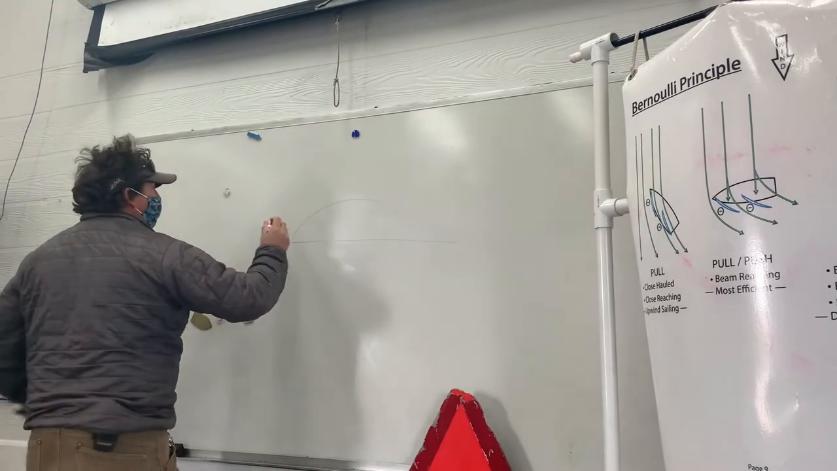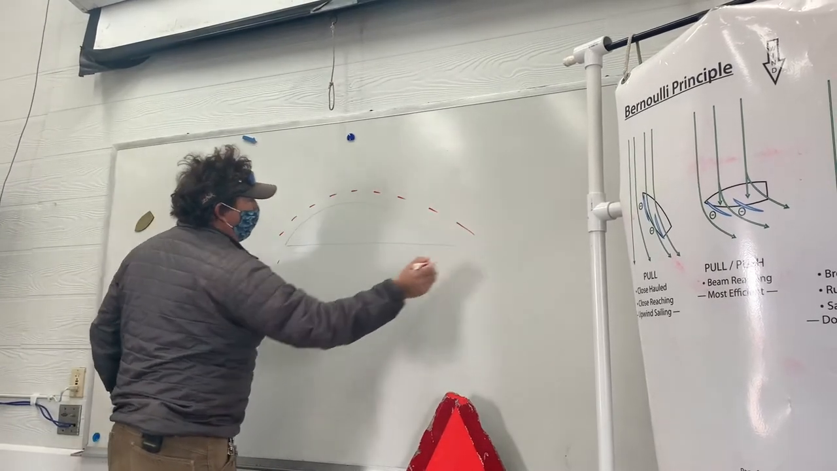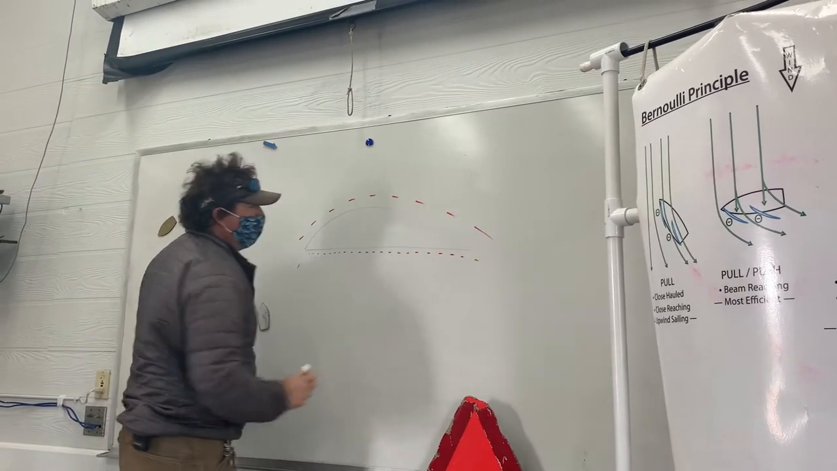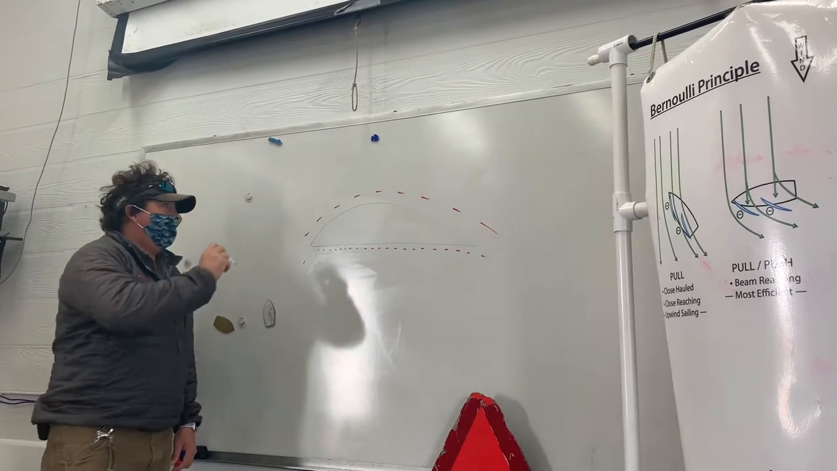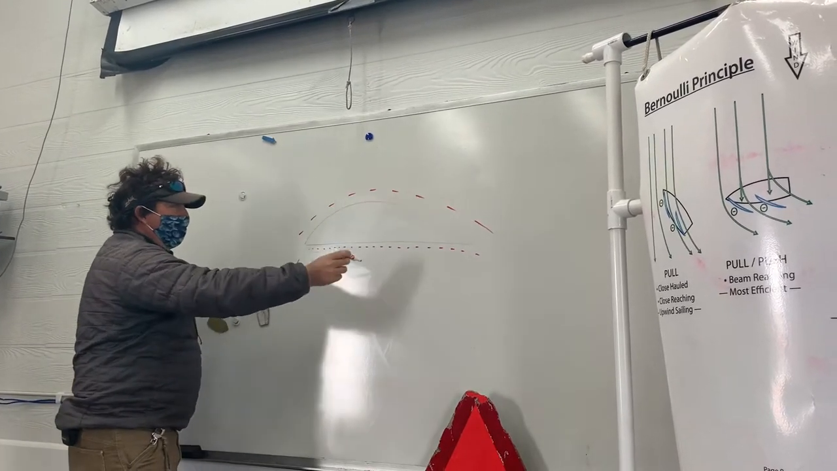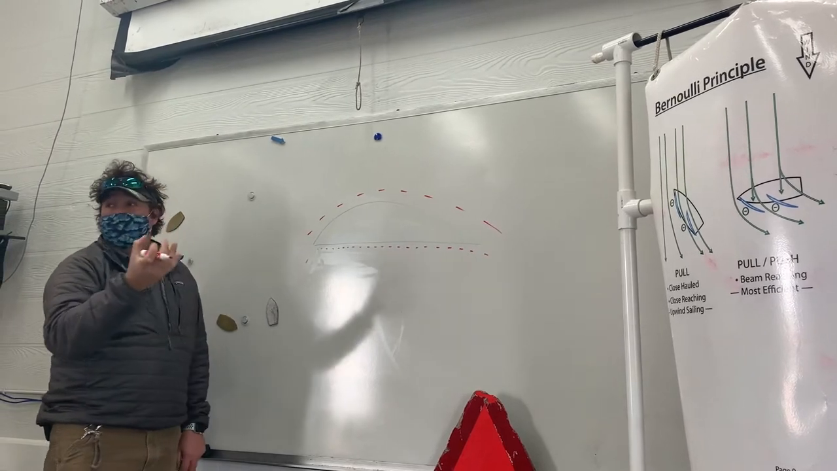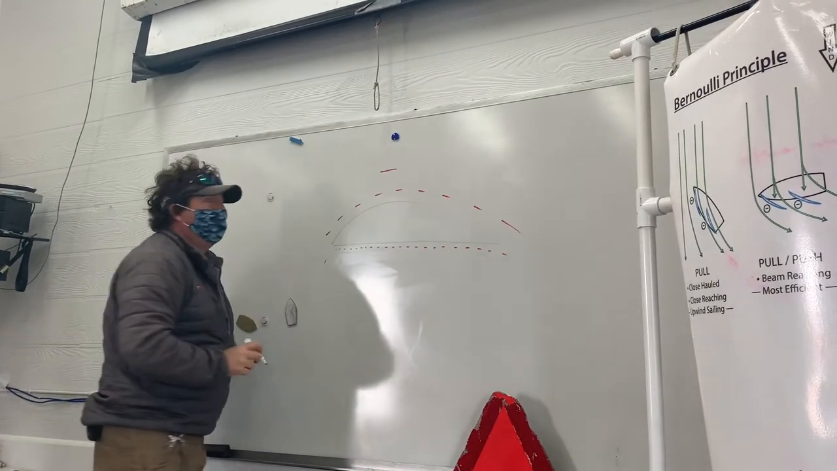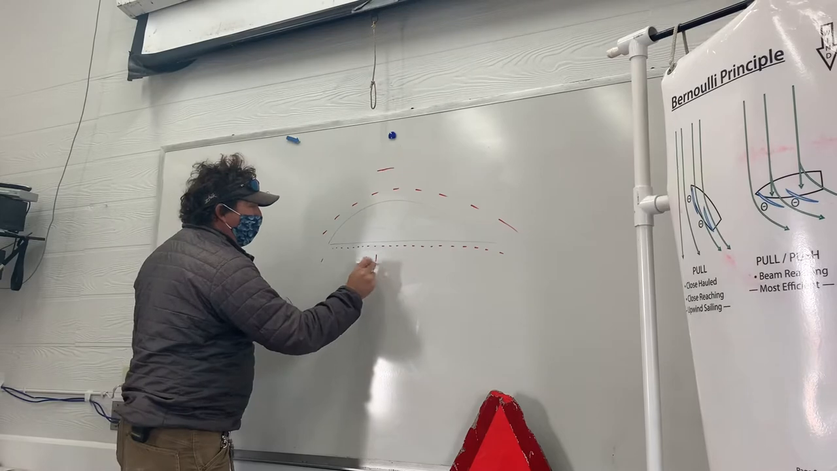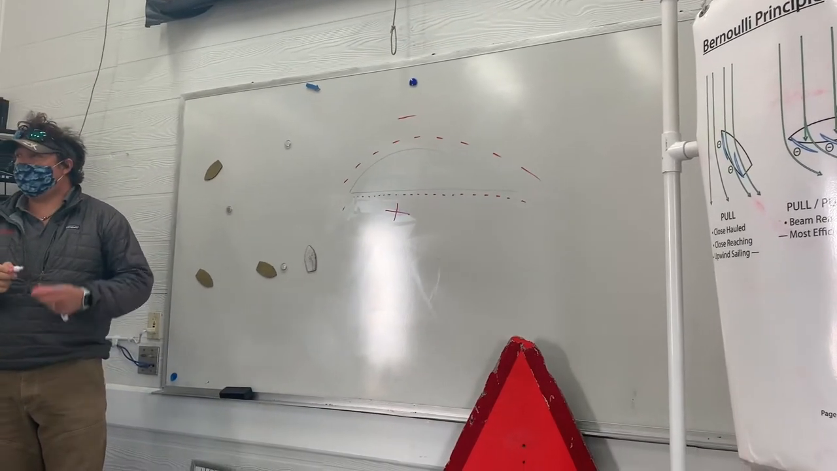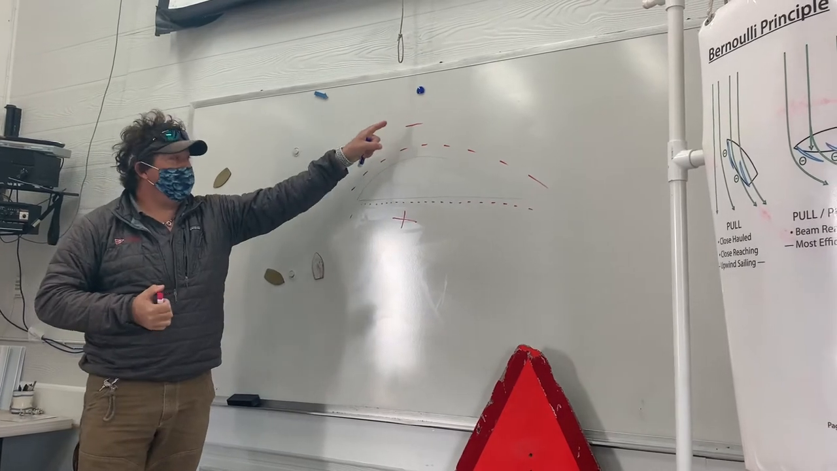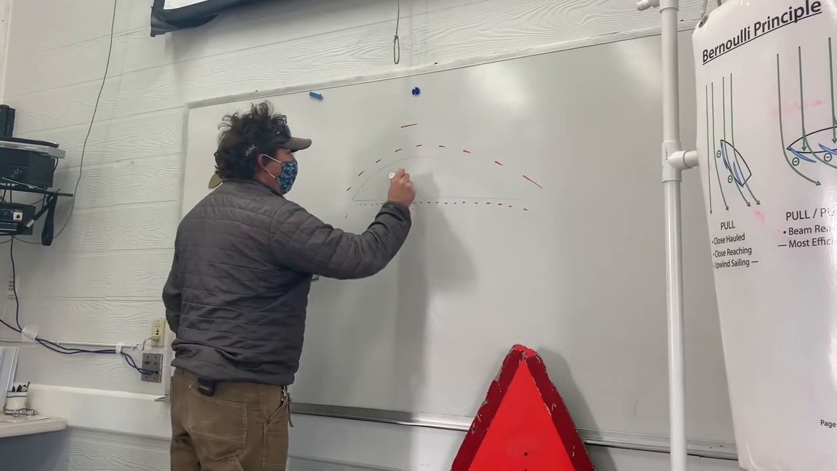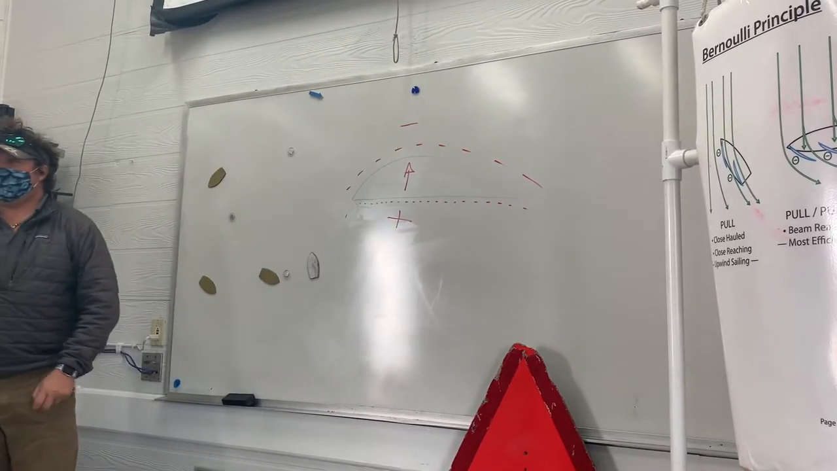Air travels further and faster over the top than it does over the bottom. Okay? What that means is as the air is traveling further and faster over the top than it does on the bottom, if I were to take a 1x1 square and physically count the number of air molecules within that square, on the top there would be fewer molecules in that square, on the bottom there will be more molecules in that square. Does that make sense? So what that means is we have a negative pressure on top, a positive pressure on the bottom, and the airplane wing will go towards the negative pressure. Does that make sense? Okay?